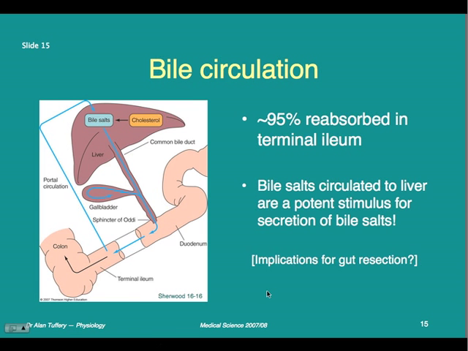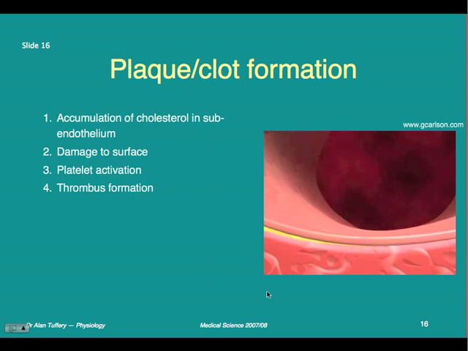I put in brackets there, implications for gut resection. If you're going to cut out lots of intestine, try to preserve the terminal ileum, because otherwise you're going to have all sorts of problems because of that reason. Right, this is it. Are you ready? If your cholesterol metabolism doesn't work, cholesterol will accumulate in the tissues.